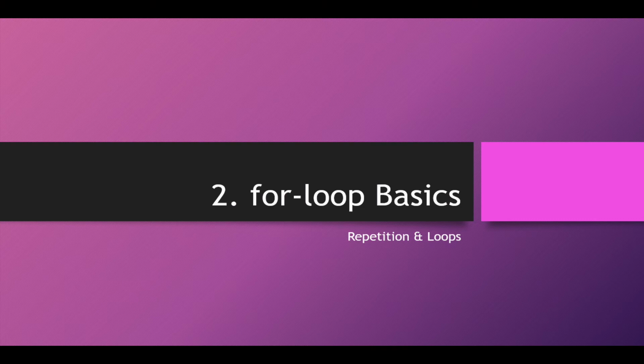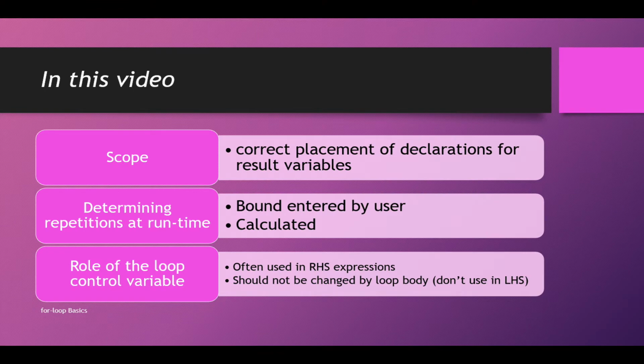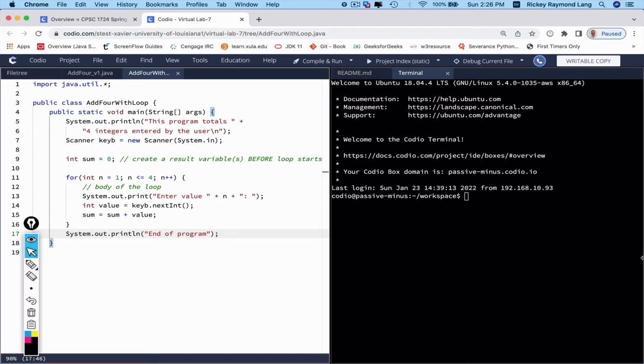We're going to look in a little more detail at for loop basics. In this video, we'll see the concept of scope, how to determine repetitions at runtime, and the role of the loop control variable. I'm going to pick up with the same example, and there is one detail that we want to take care of soon.